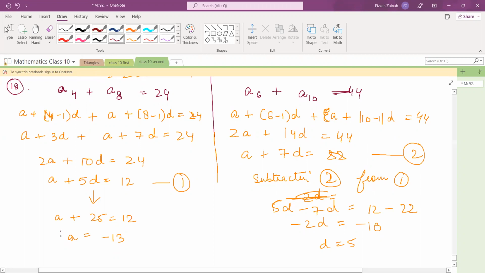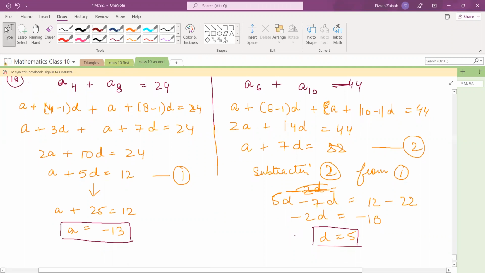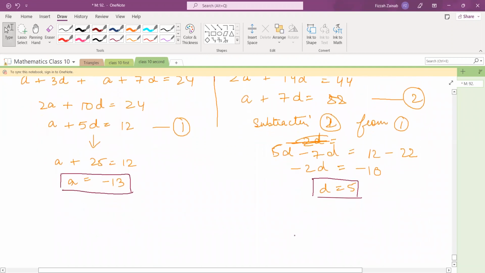So when you have A and you have D, you can write the AP now. So far, okay. So the required AP: the first three terms are asked, so first three terms of the AP.